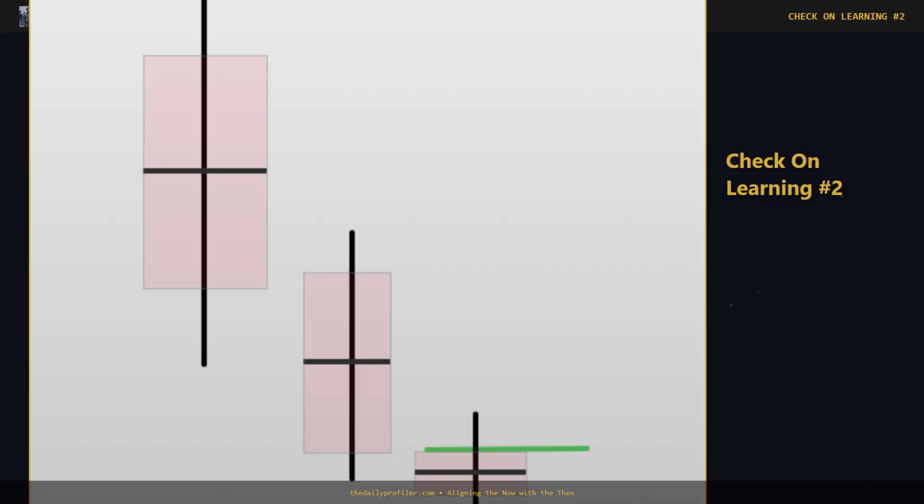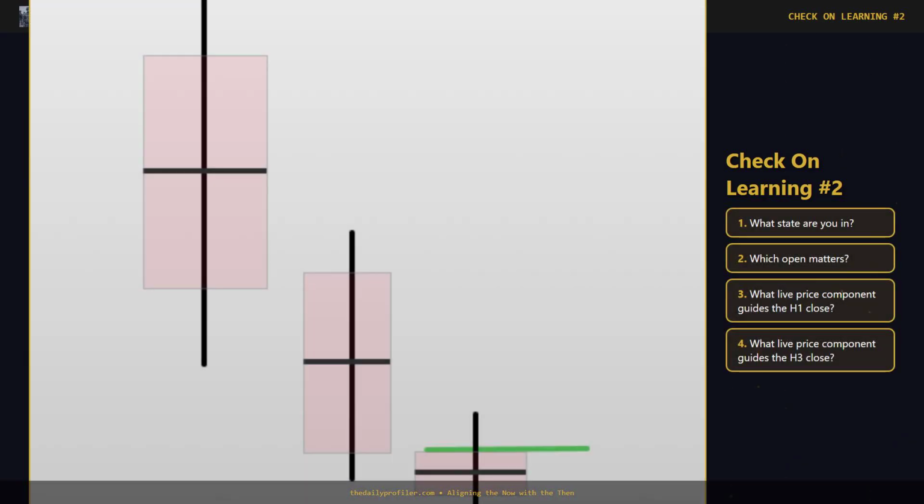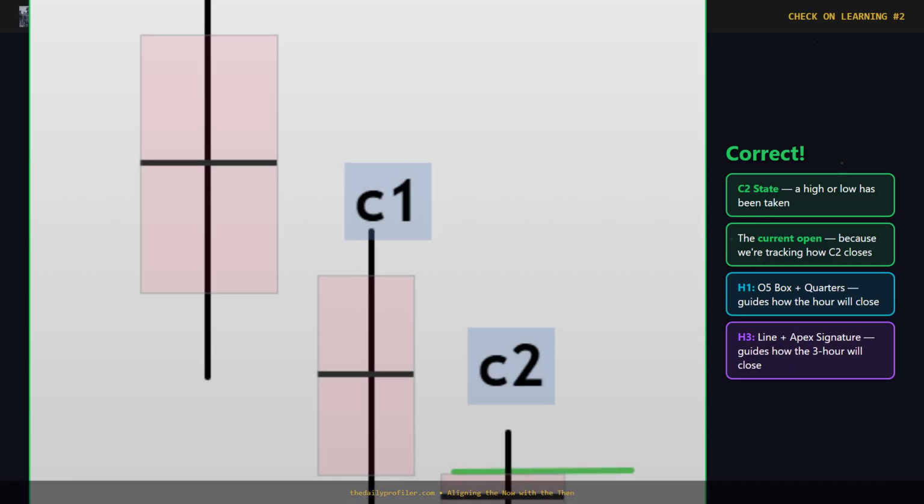Time for another check on learning. Look at this chart. I want you to answer 4 questions. 1. What state are you in? 2. Which open matters? 3. What live price component do you use to guide the H1 close? 4. What live price component do you use to guide the H3 close?